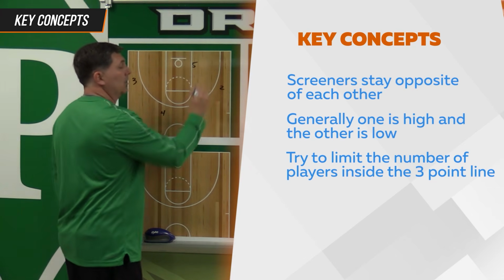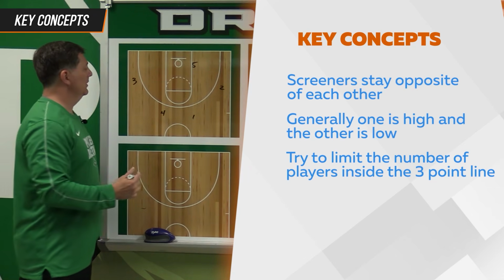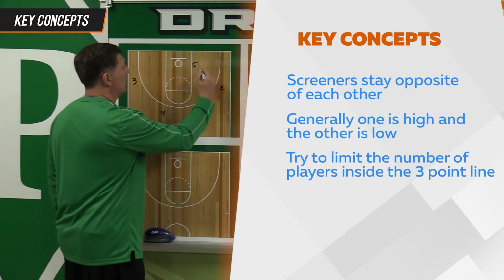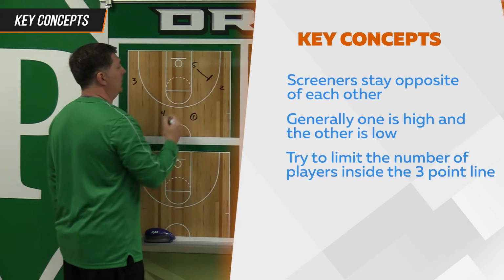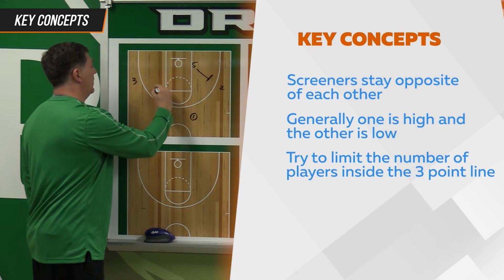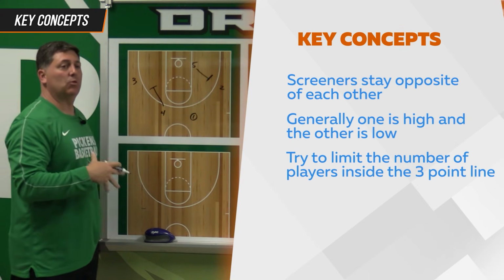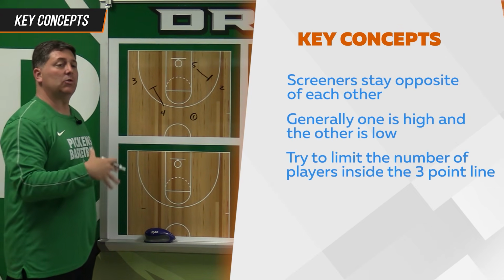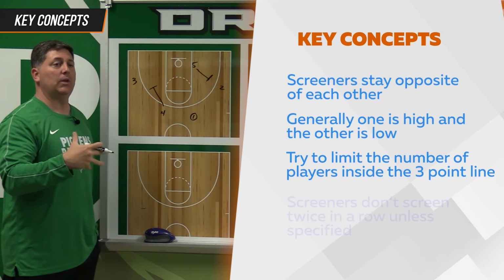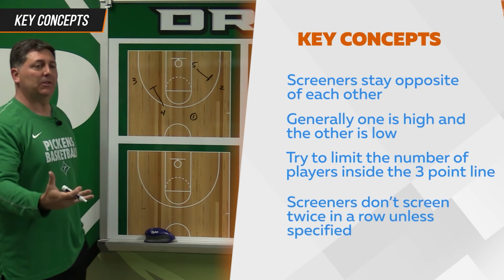So here's how we would balance our floor. Let's say 1 has the ball here, 5 would step out in back screen, and 4 would down screen. Now we teach our players that after a screen, you must want the basketball. We also teach our players we don't want them to screen 2 times in a row unless specified.